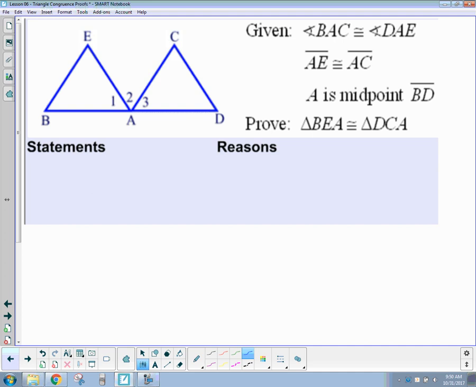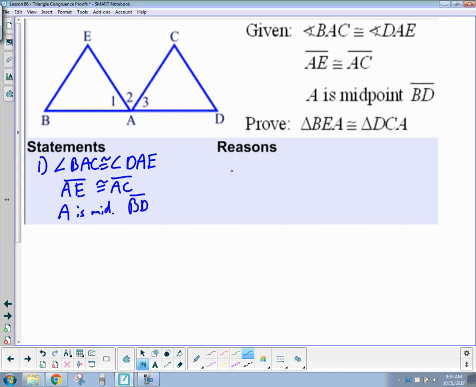Let's see what's going on. Again, I would jot down the diagram and then write down your given. Angle BAC is congruent to angle DAE, and AE is congruent to AC. Oh, and A is the midpoint of BD. All this again is given.